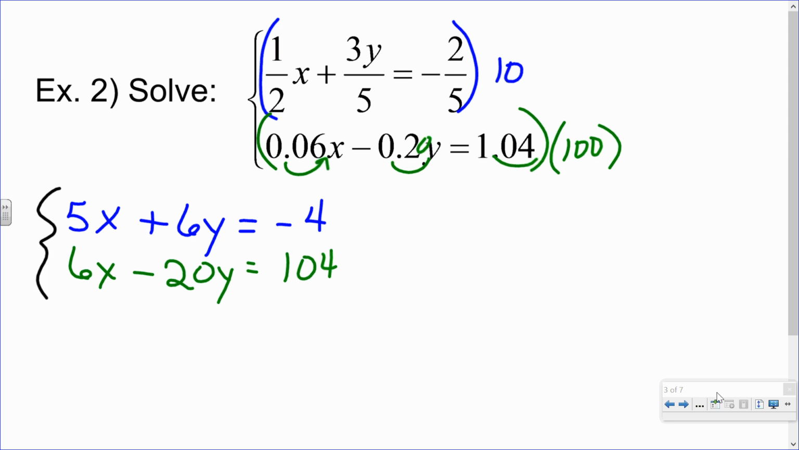Okay, so yes, that got rid of my fractions and decimals, but now what in the world am I going to do? Elimination and substitution. So how am I going to do that? Help me out here. Specifically, what do you want to do? Okay, so if I do elimination, how do I do that?